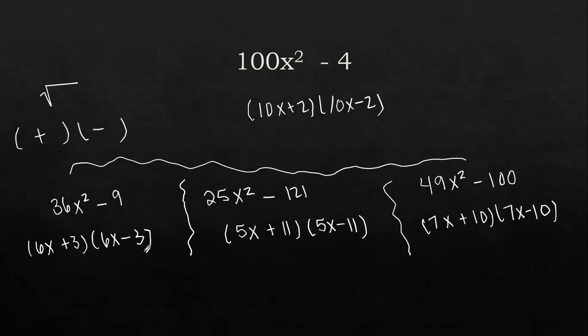This only works if there are two perfect squares, a subtraction sign in between, and there's a binomial. That's the only way it works.